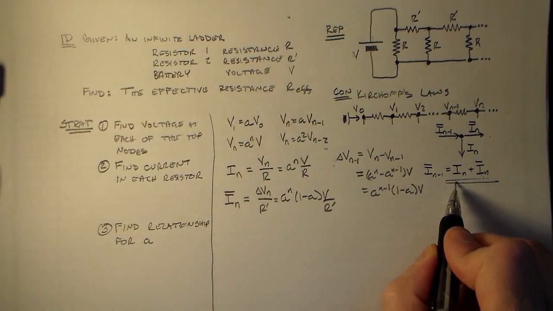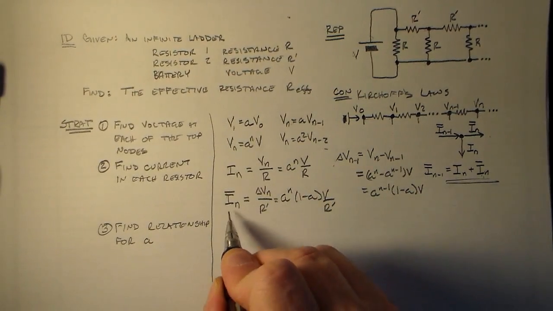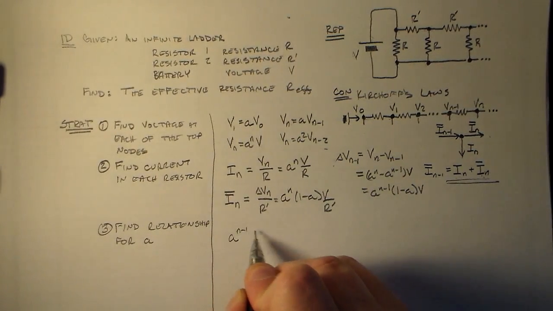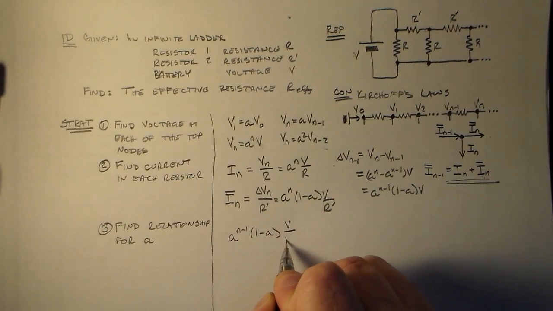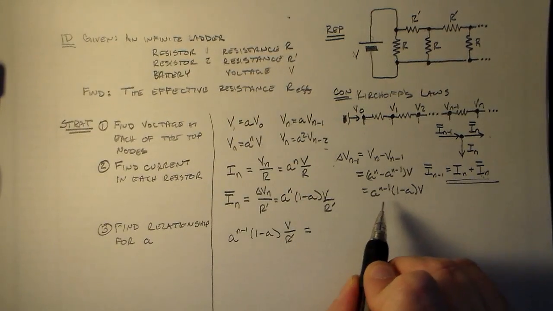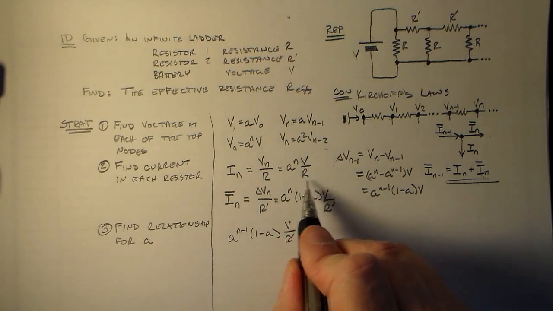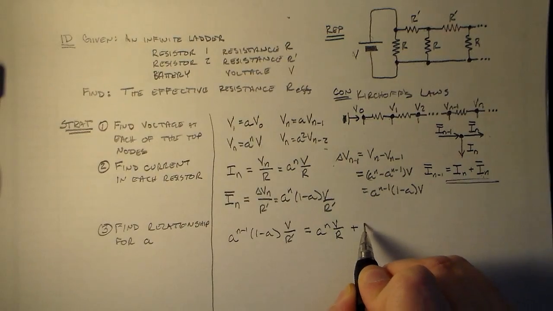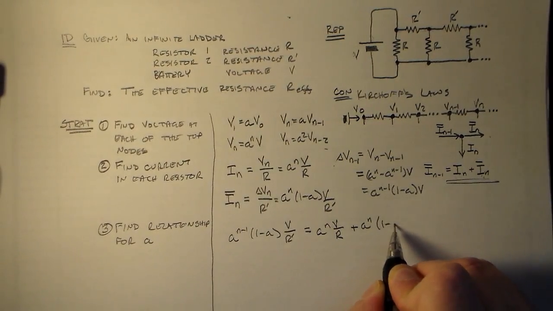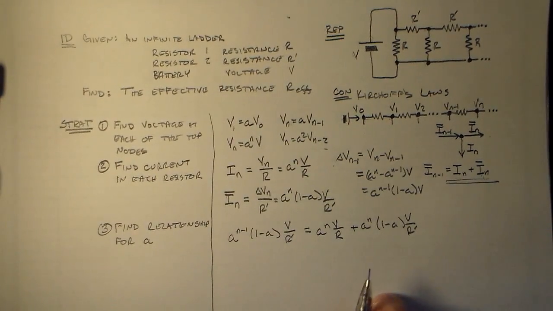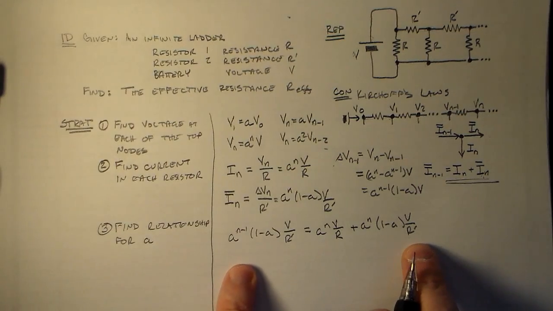So we're going to find this relationship for A using Kirchhoff's law here, and that's going to use our I bar N. First of all, we have I bar N minus 1, which is A to the N minus 1, 1 minus A V over R prime. That's going to be equal to this IN here, which is just A to the N V over R, plus A to the N 1 minus A V over R prime, because we have I bar N. So we're pretty good with that. I think we're all happy with that, right?